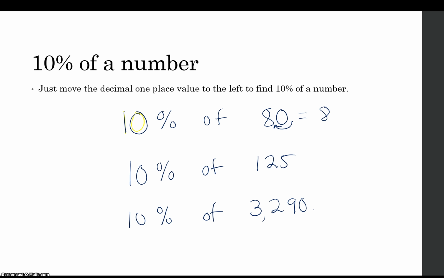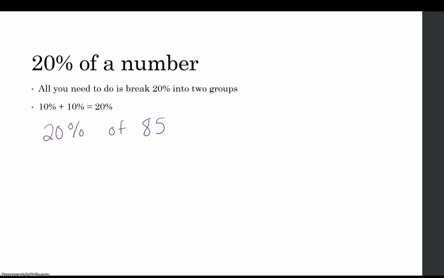10% of 125, same thing, you put the decimal where it is, and then you move it in one place value to the left, and 10% of 125 is the same as 12.5. Pause the video and try to find 10% of 3,290. Did you say 329? Because you moved in one spot to the left? You're all good. Now let's say you needed to find 20% of a number.